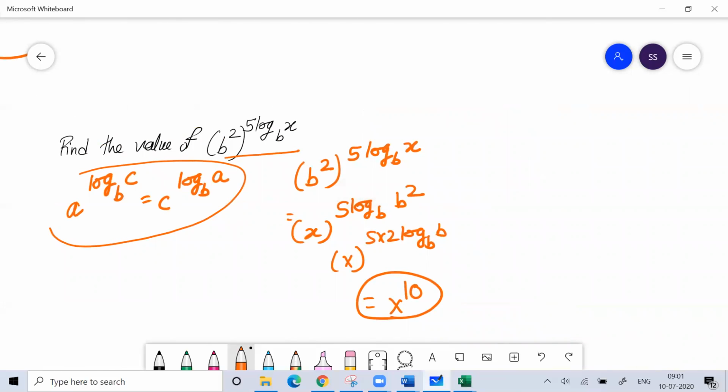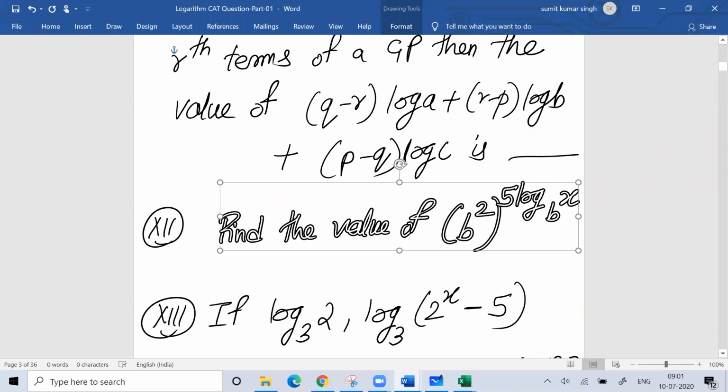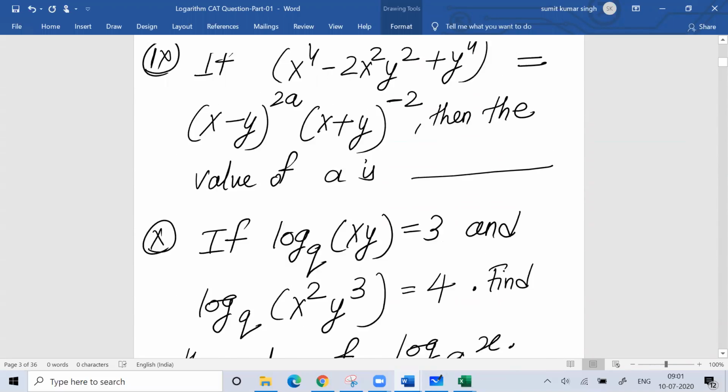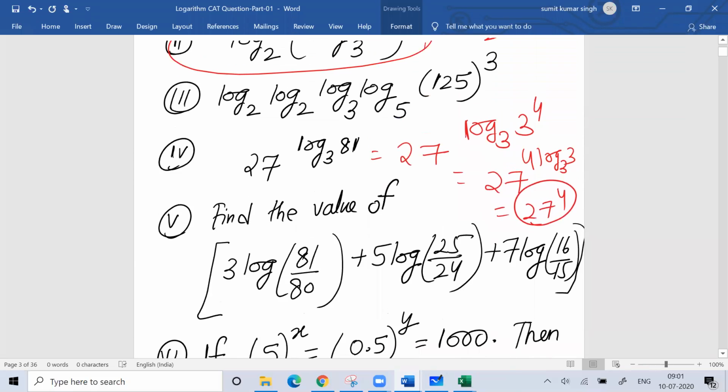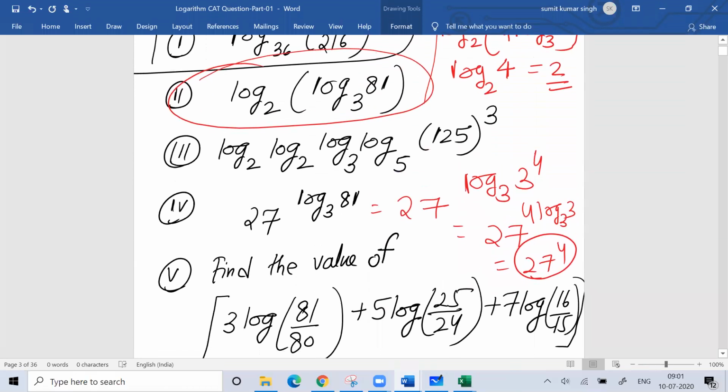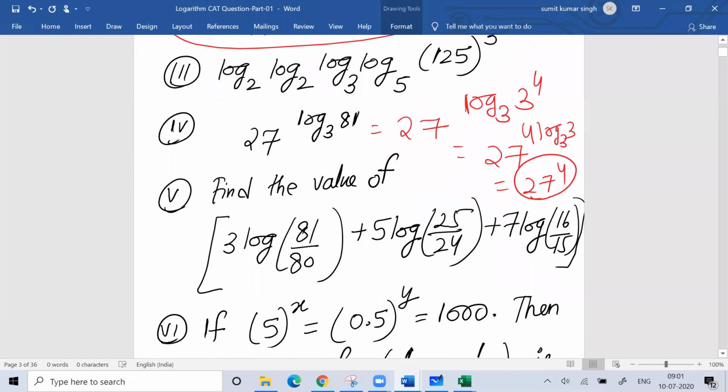This is a very important property in log, one of the very important properties for working on log. This much you understood. Now try question number 5.